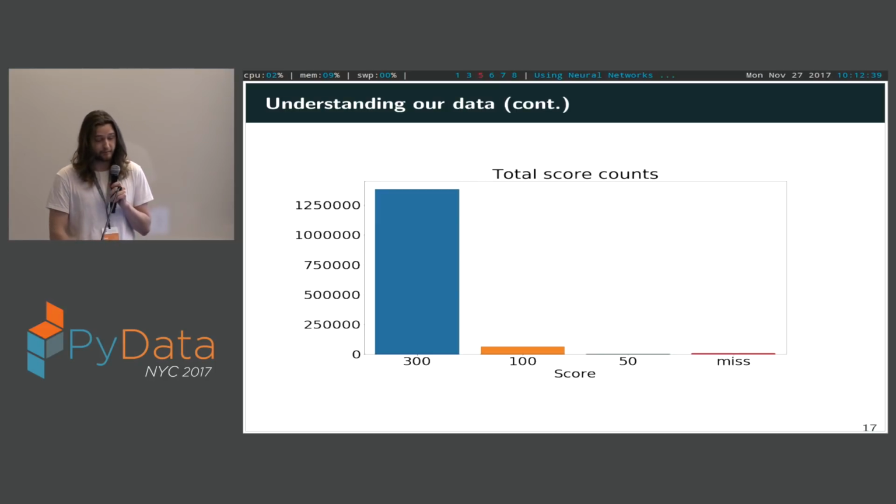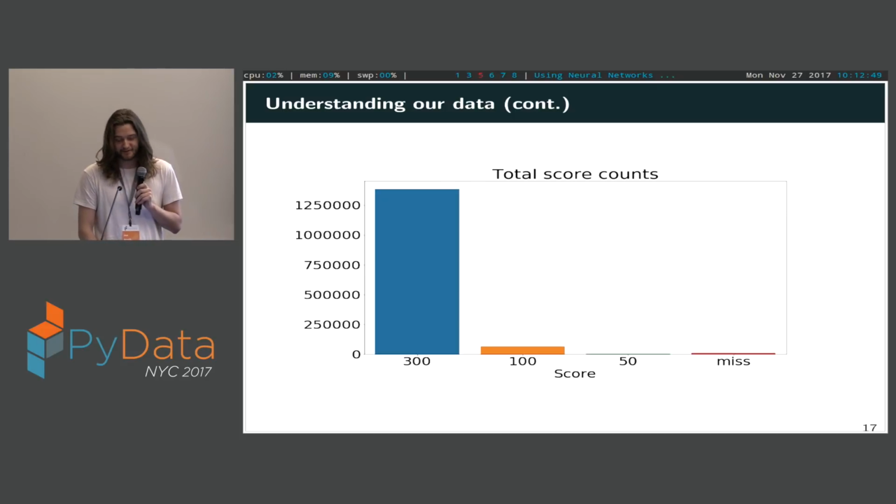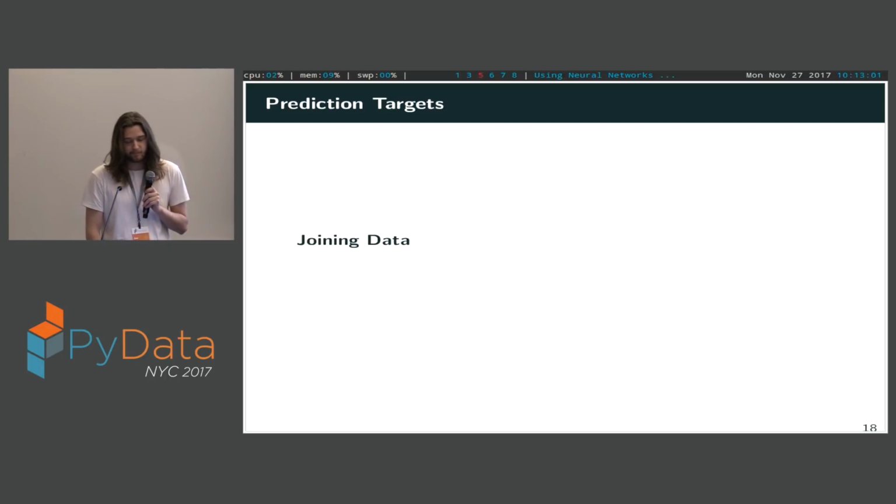Also, looking through my replay data, these are the distributions of the scores. I'm pretty good at the game, so I mostly score 300s and not 100s or 50s. So the classes are extremely biased. If I wanted to train a classifier on this, it doesn't actually see a lot of examples of 100s or 50s or misses. So I went ahead and tried to use a regressor. So I needed to actually get the metrics that I was talking about.